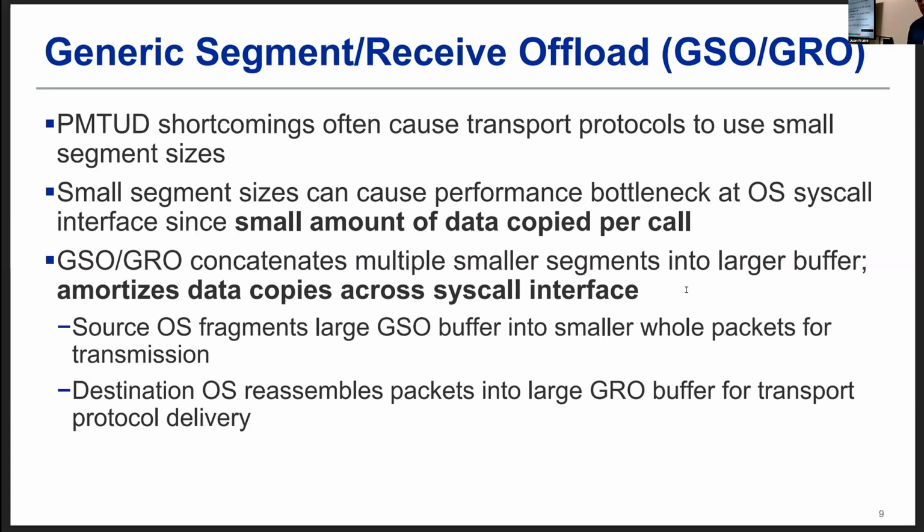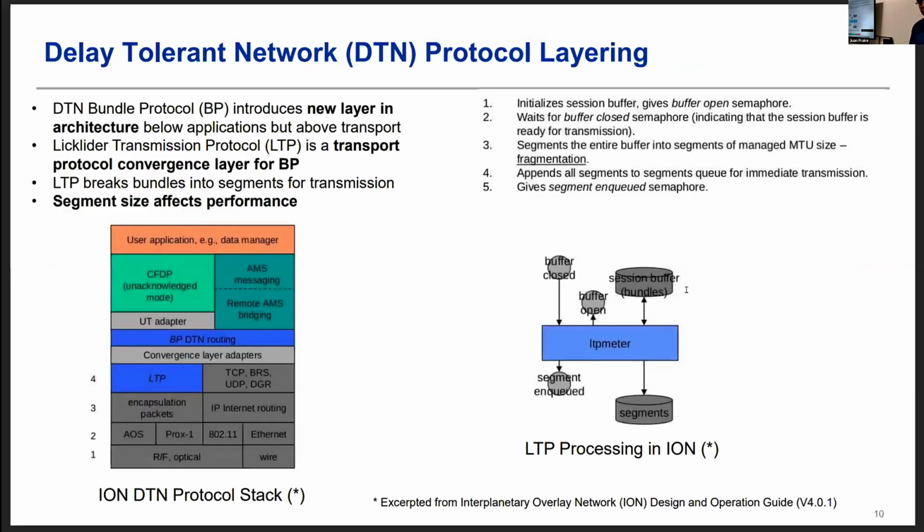The small segment sizes can cause performance bottlenecks at the operating system call interface, since only a small amount of data is copied per system call. So there's a service called generic segmentation offload that concatenates multiple smaller segments into a larger buffer to amortize the data copy across the system call interface. So the source operating system would fragment the large GSO buffer into smaller whole packets for transmission. The destination OS reassembles packets into a larger generic receive offload buffer for transport protocol delivery. So that's the way you can do a kind of poor man's fragmentation and reassembly.